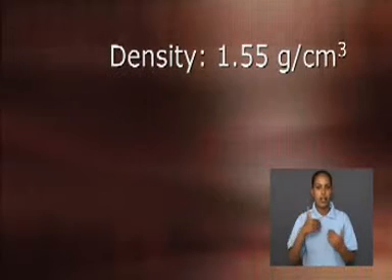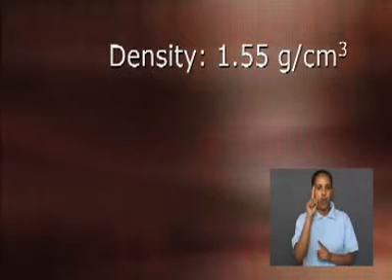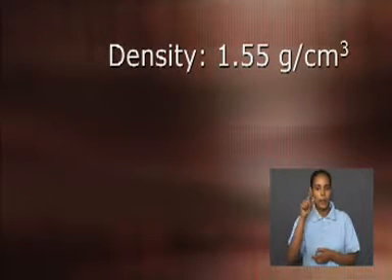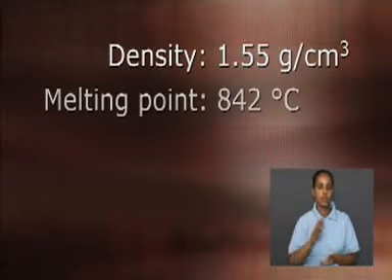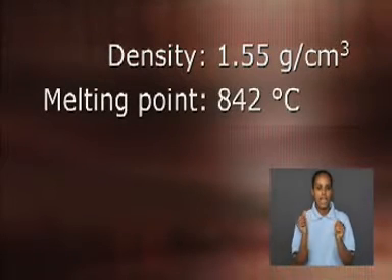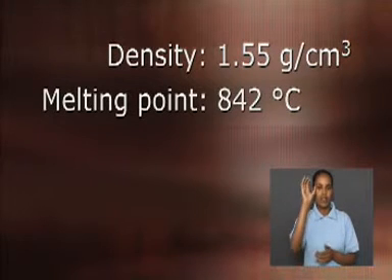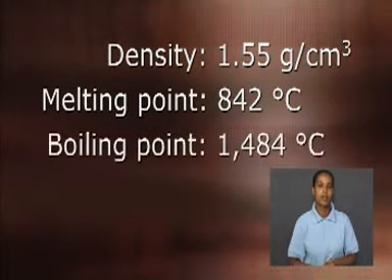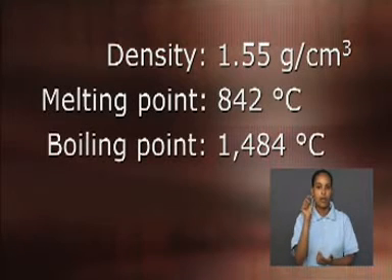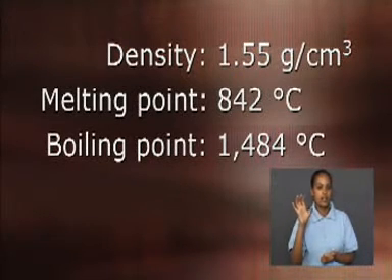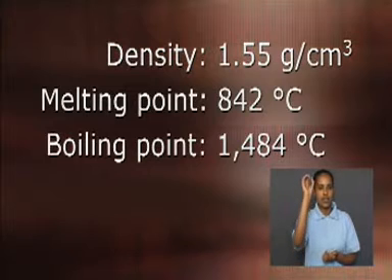Calcium has a density of 1.55 grams per centimeter cubed, a melting point of 842 degrees Celsius, and a boiling point of 1,484 degrees Celsius.